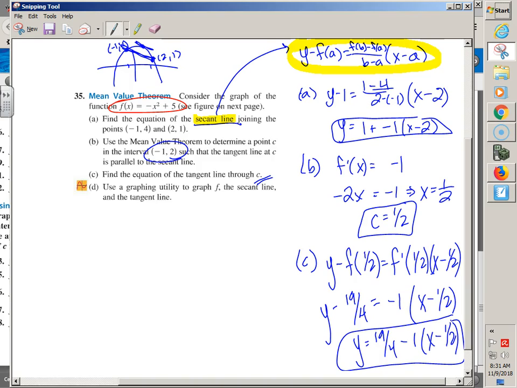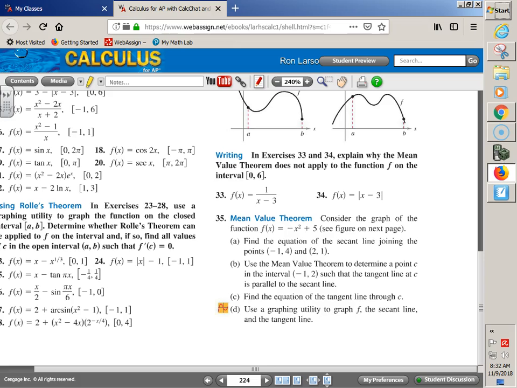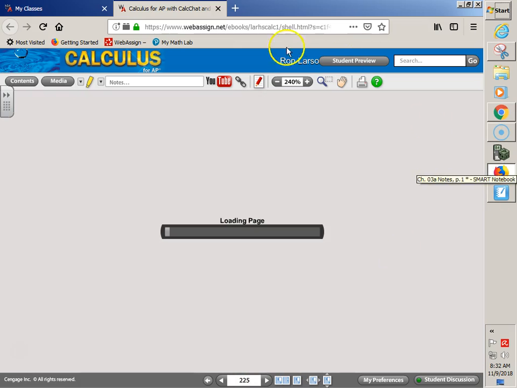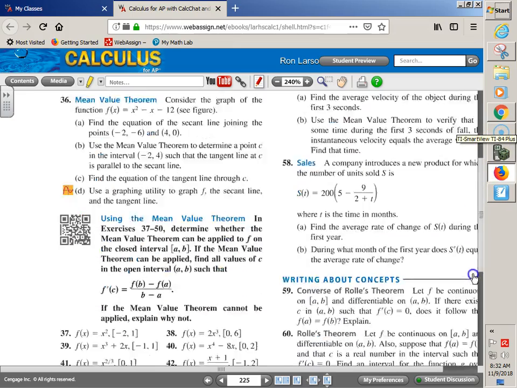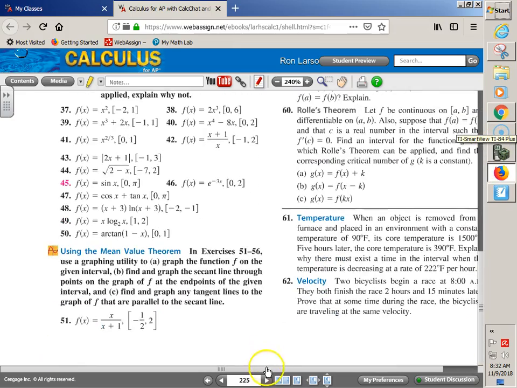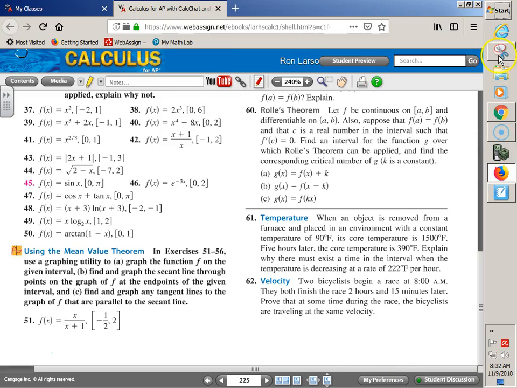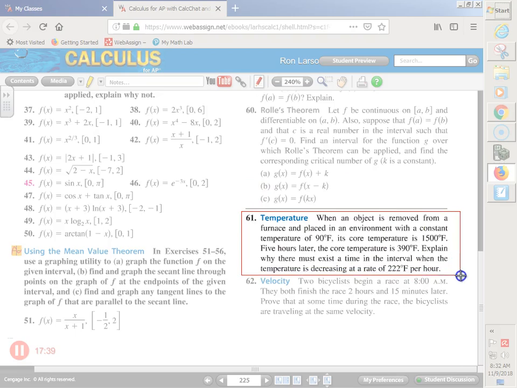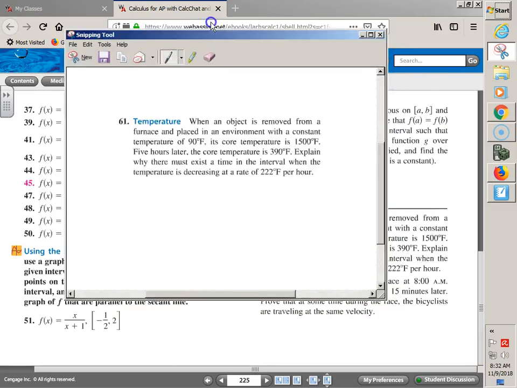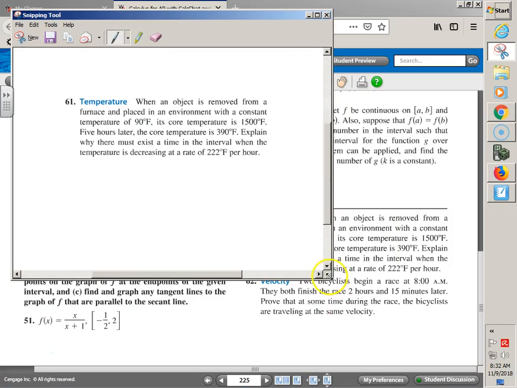Grace, what was your question? 61. Let's go peek at 61, but then we got to get to our notes. If you guys have any remaining MVT, we should be able to peek at it on Monday. 60. Oh yeah, this was the one that period 6 asked when I went over a couple questions yesterday.